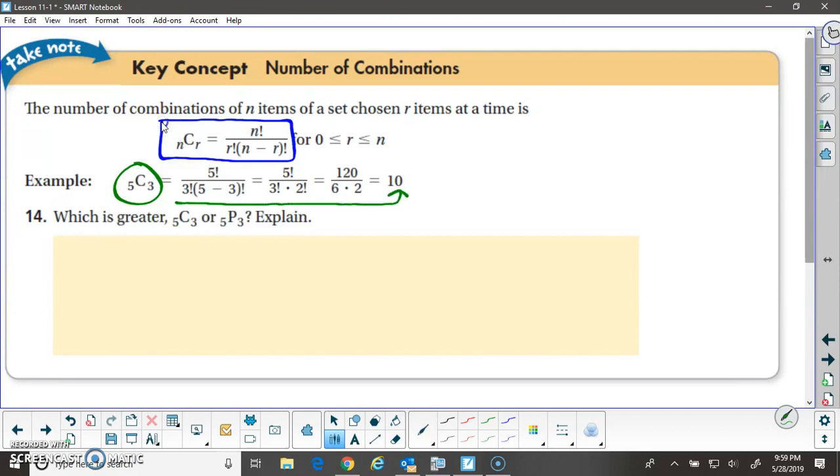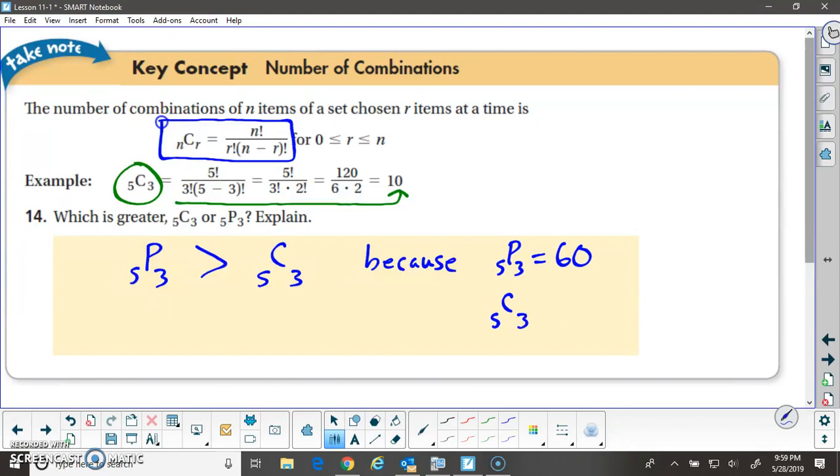So 14 says, which is greater, 5 nCr 3 or 5 nPr 3? Well, 5 nPr 3 should be greater than 5 nCr 3, because if you think about this, the 5 nPr 3 is going to give you 60, and the 5 nCr 3 is only going to give you 10.